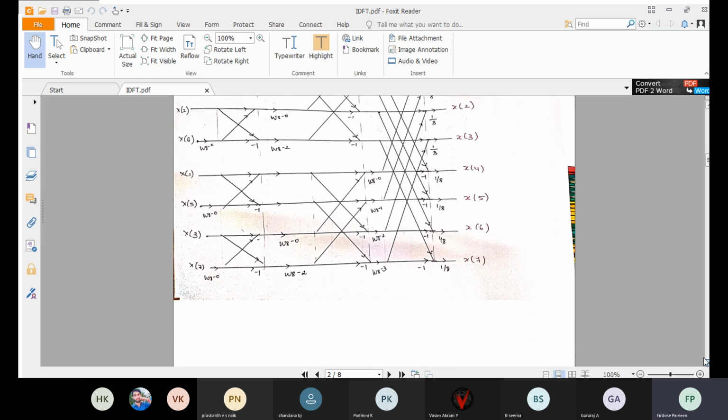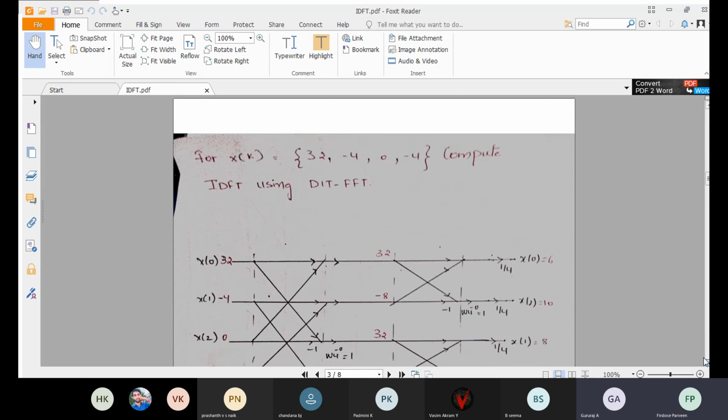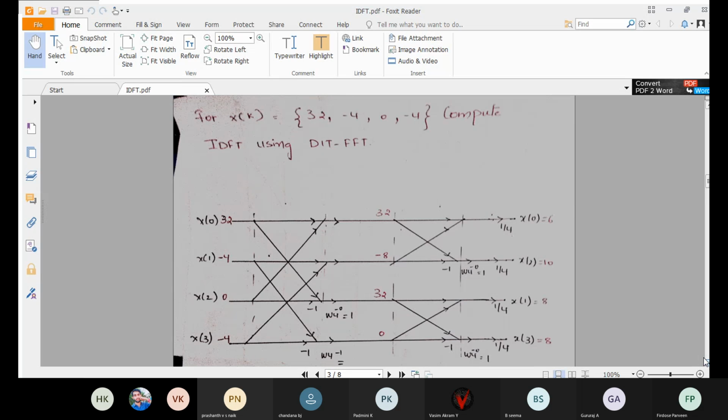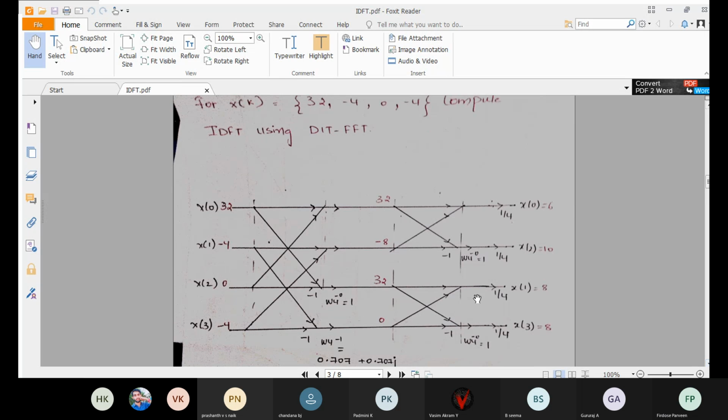So let us see one problem. For X of k given as 32, minus 4, 0, minus 4, compute IDFT using DIT FFT. So they have told DIT. Since the number of samples is 4, the first stage will be 4 point, then the second stage will be 2 point. So for DIT again x of 0, x of 1, x of 2, x of 3 will be in sequence here.